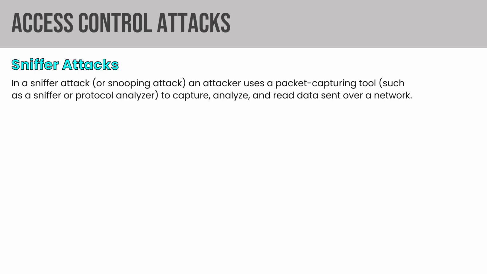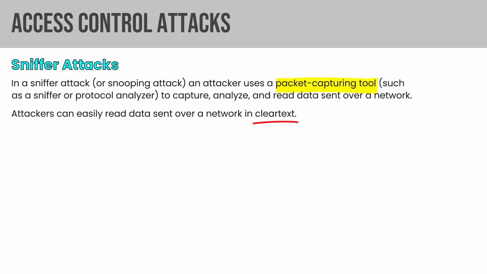So sniffer attacks. In a sniffer attack or a snooping attack, an attacker uses a packet capturing tool like a sniffer or protocol analyzer to read data that's sent over the network. And of course, attackers can easily read data sent over a network in clear text. So encrypting data in transit stops this type of attack.